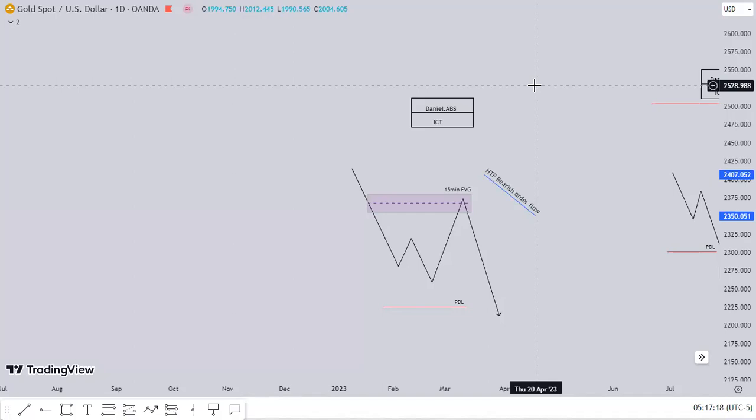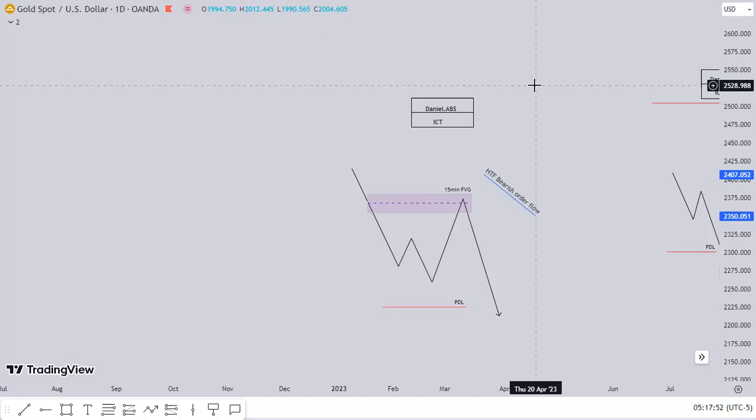Yeah, so far, okay. So our lesson today is about market structure shift: how to identify the fake MSS, how to identify the true MSS, and how we can take the MSS for insights so that we can start on bullish order flow or bearish order flow, or market maker buy model or market maker sell model.